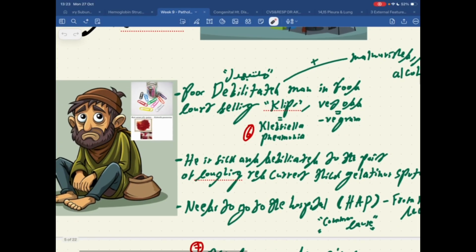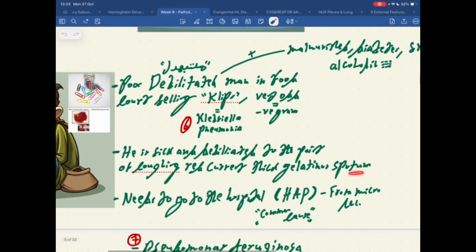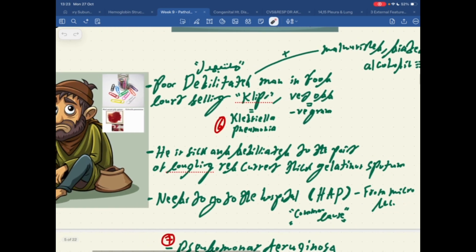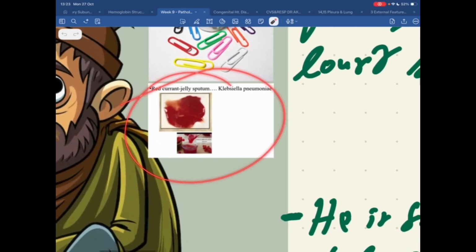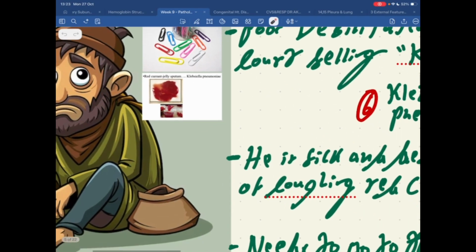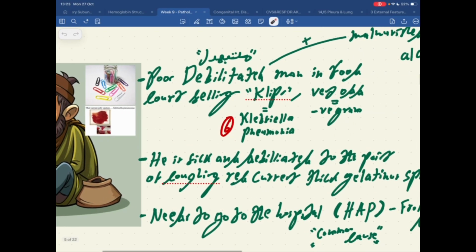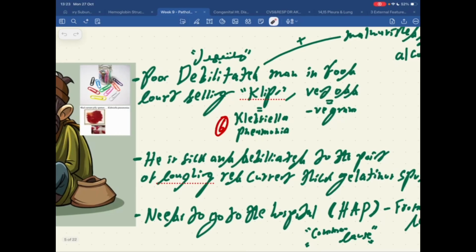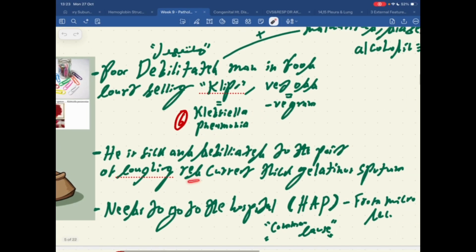And actually, because of how sick this man was, he was coughing red, currant, thick, gelatinous sputum, okay? This is how sick he was. He was coughing this out. And this is actually a very important feature of Klebsiella pneumonia, that it causes this red, currant, thick, gelatinous sputum, okay?